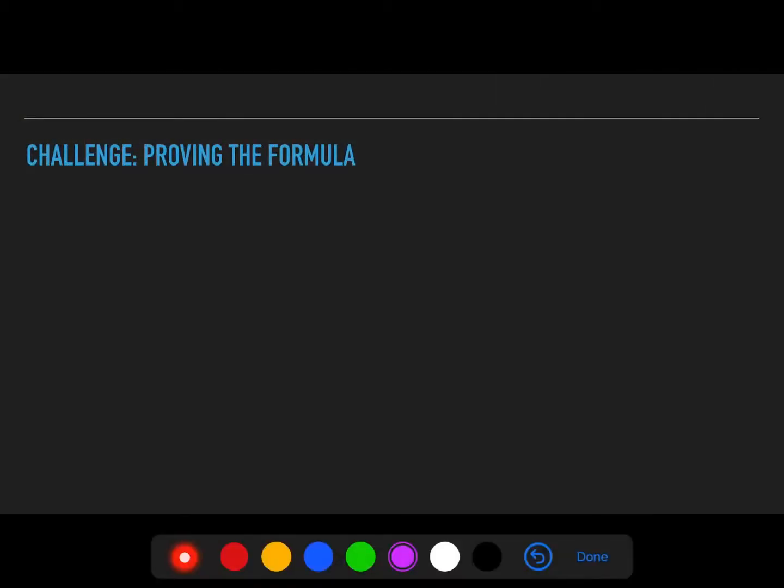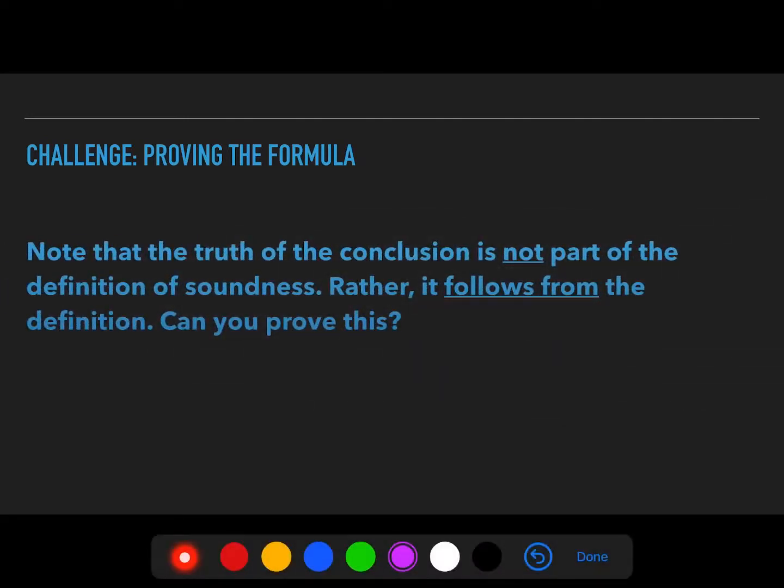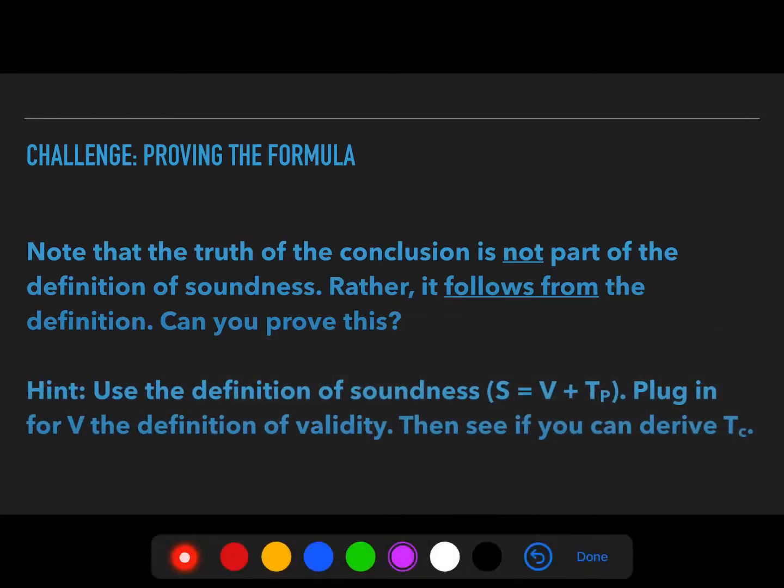Now I want to give you a challenge before moving forward: proving the formula. I'm not going to do it in this lecture because I'm trying to save time and keep this pretty short, but also because it's good for you, doing this the first time, to try to work some things out for yourself. It's good for learning and understanding purposes. So I'll give you a little hint in trying to prove the formula. First, write down the first part of the formula, the definition: soundness is validity plus truth of all premises.